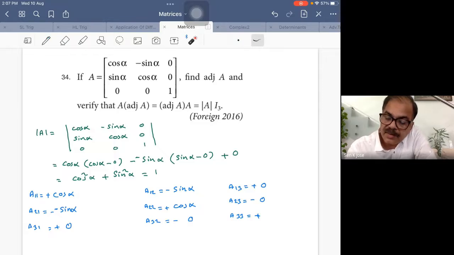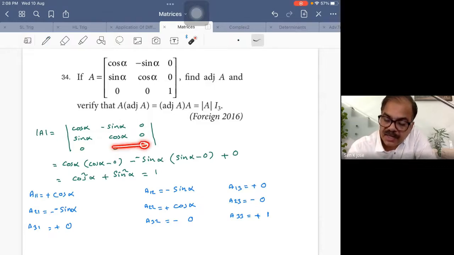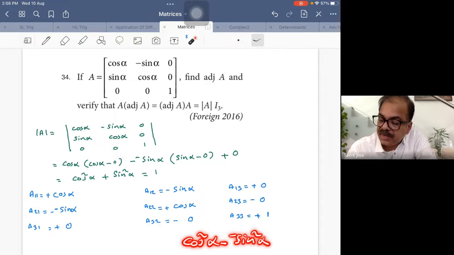And the final element here, delete the row and the column it contains. When I cross multiply, I'll get cos square alpha minus, minus is plus, cos square alpha plus sin square alpha. That's going to be 1. Do you get that? So this is the element, delete the row and the column it contains, cross multiply. So in this place, I'll be getting cos square alpha minus minus sin square alpha, which makes it cos square alpha plus sin square alpha, which is 1.